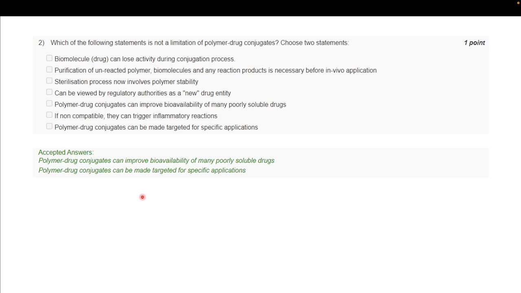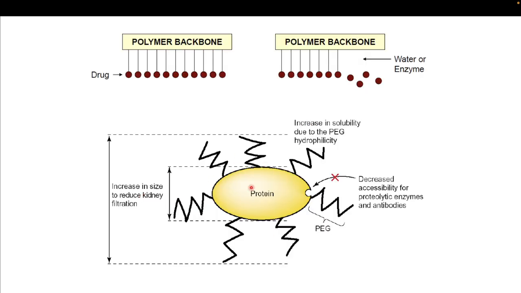Next advantage is polymer drug conjugates can be made targeted for specific applications. So let's say you want this drug to be active at a very particular site. What you can do is conjugate it with the polymer, and on top of this polymer you can, let's say, conjugate it with some antibody which is very specific to a cell type. So in that case you can make a very targeted drug delivery system. Is this question clear?